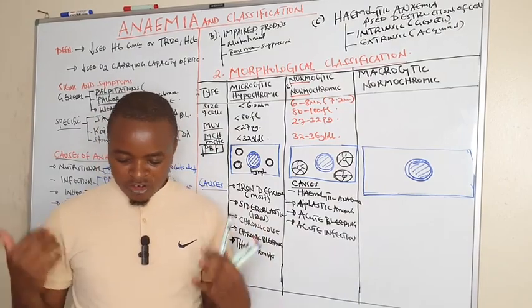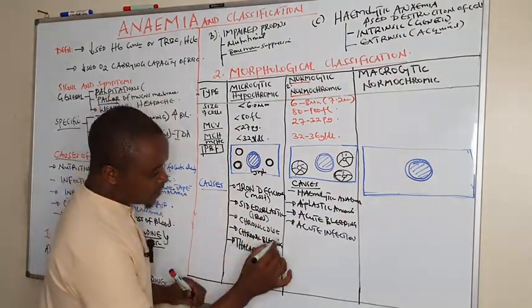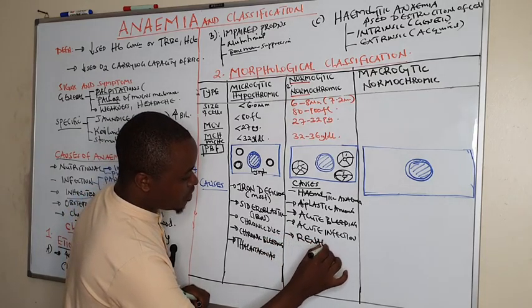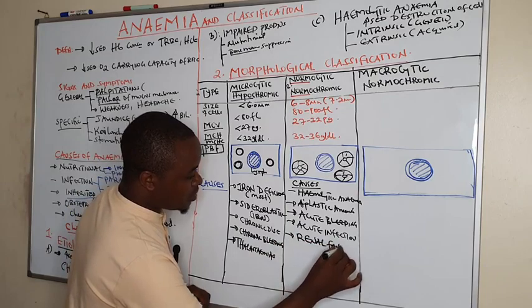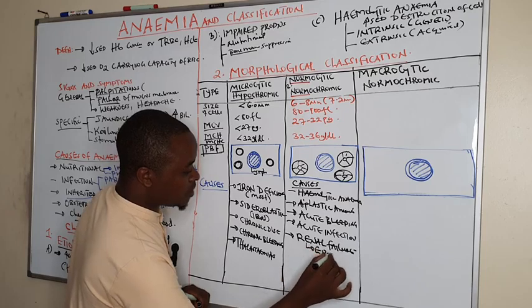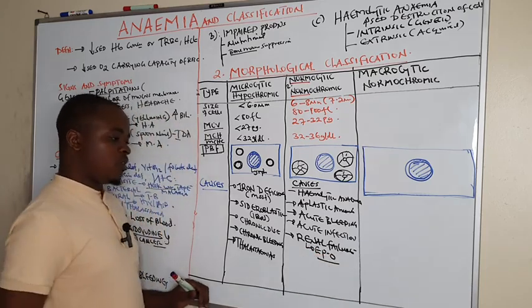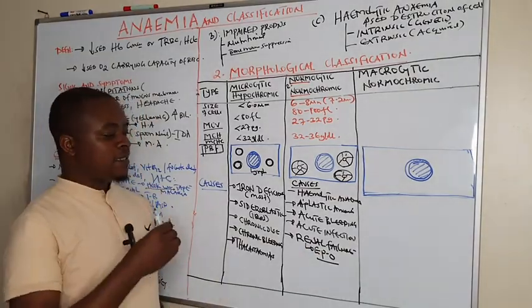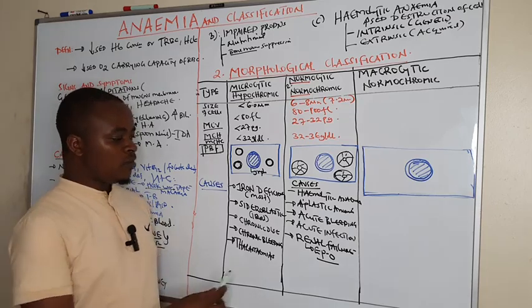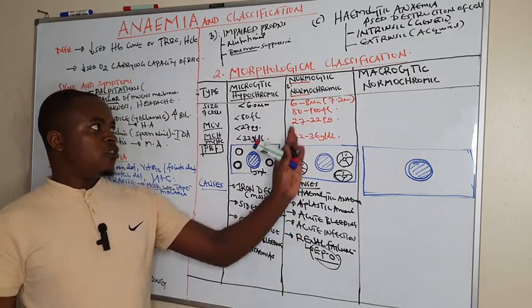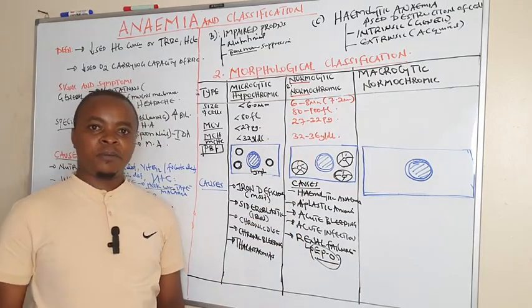Then lastly, under normocytic, we can see even some anemias due to renal failure. Anemia due to renal failure. We know that the kidney is the one responsible for production of erythropoietin hormone, which triggers production of red cells. So if someone is deficient of erythropoietin due to kidney failure, they can also get a normocytic, normochromic type of anemia.